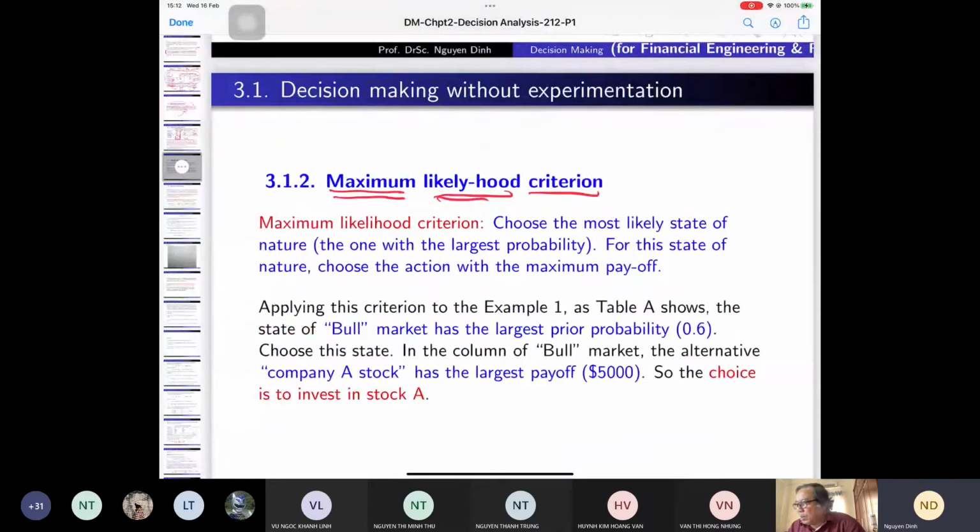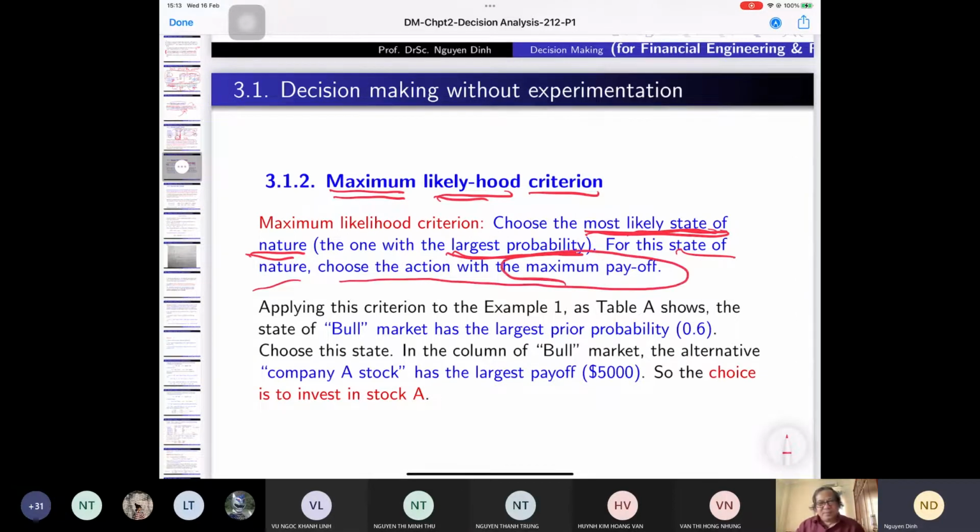Maximum likelihood: choose the most likely state of nature, the one with the highest probability. So you have bull and bear. In our example, we have two states of nature: bull market and bear market. And the most likely means the state of nature with the highest probability, 60%. So the bull market. Okay, for this state of nature, choose the action with the maximum payout.